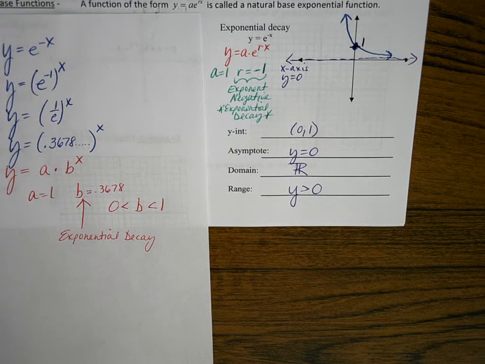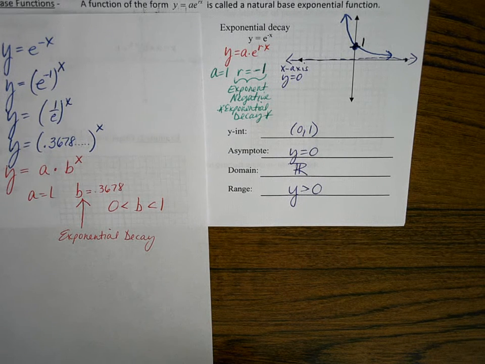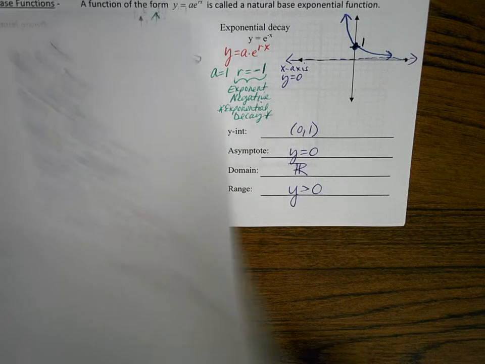Does anybody have any questions or issues with that? Yes? X is positive, it's exponential growth. If my exponent is positive, it's going to be exponential growth. If my exponent, the r value, is negative, it's going to be exponential decay. That is exactly right. We okay? All right, let's continue on.